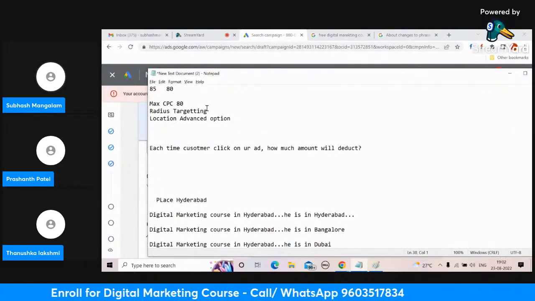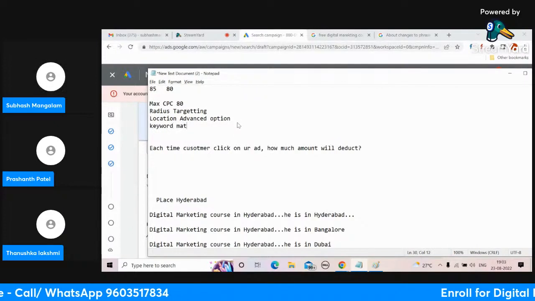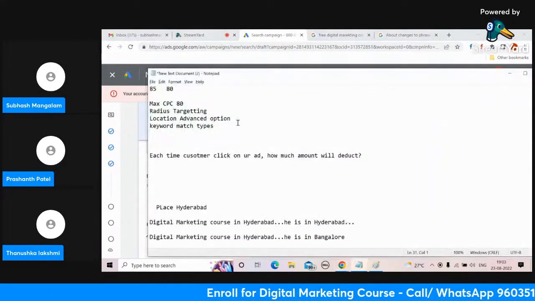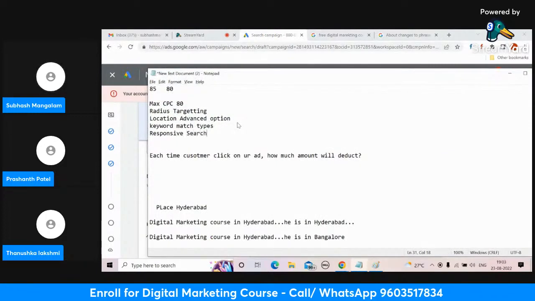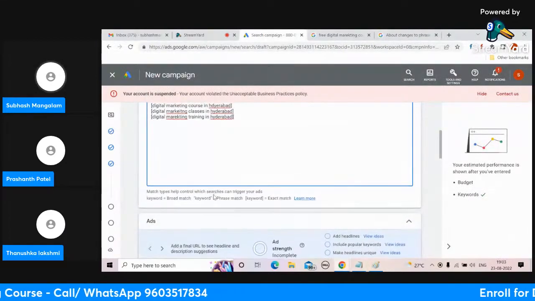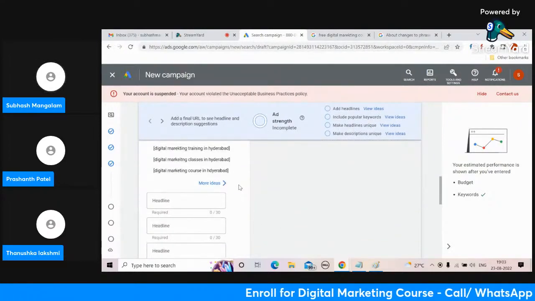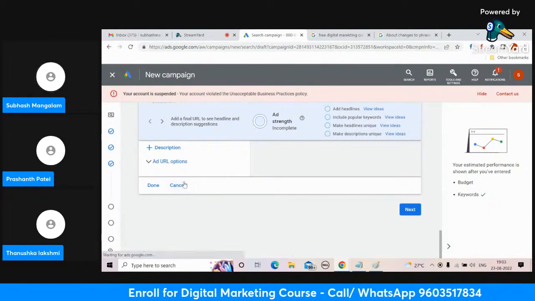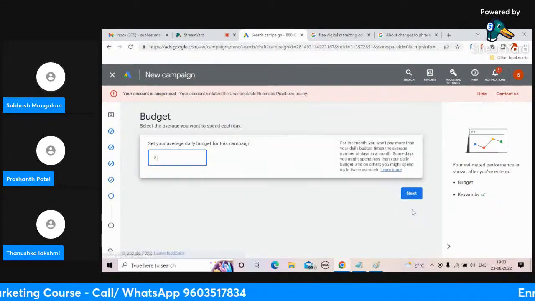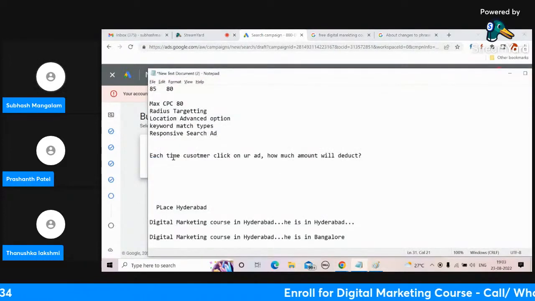So we learned today max CPC, radius targeting, location advanced option, match type, and what is this? Responsive search ad. This is called a responsive search ad. It will give you strength. You don't have to care about the strength anyway. Whatever you want to give, 3 headlines have to be perfect. If you want to give more, please be patient and give the proper ad, because the ad is also very important. Based on the ad only the customer clicks. Finally, daily budget. One more thing you learned today is daily budget.